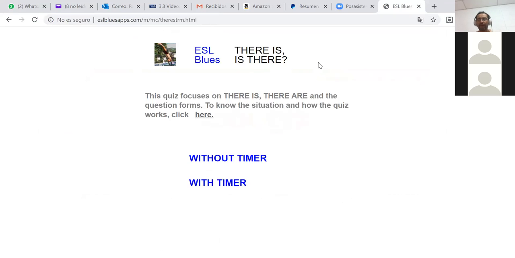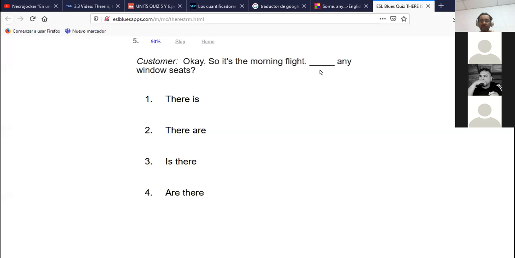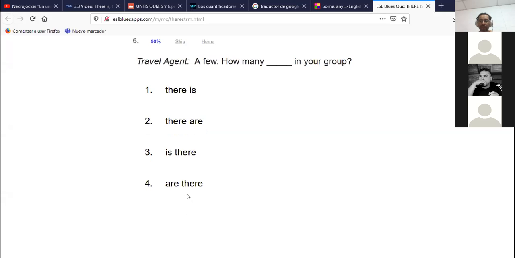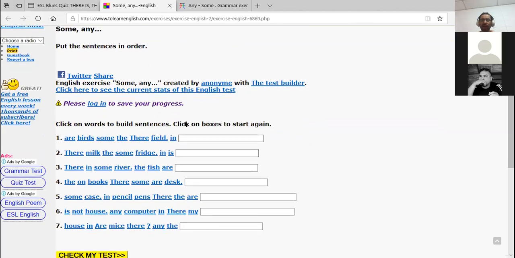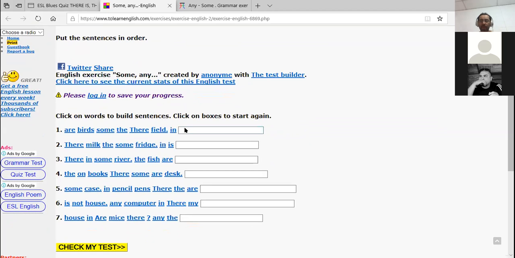Are there any window seats? A few. How many in your group? Here you have to put the sentence in the correct order. The sentence is not in the correct order; you put it in the correct order. I think the first one.